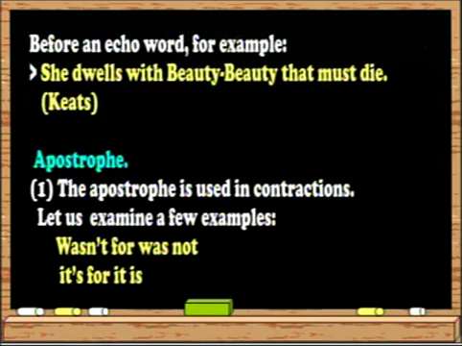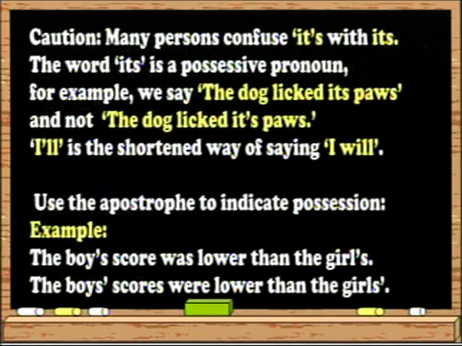Wasn't for was not. It's, I-T apostrophe S, for it is. And here I must caution you students: many persons confuse it's with its. The word its is a possessive pronoun. For example, we say, the dog licked its paws, and not the dog licked it's paws.